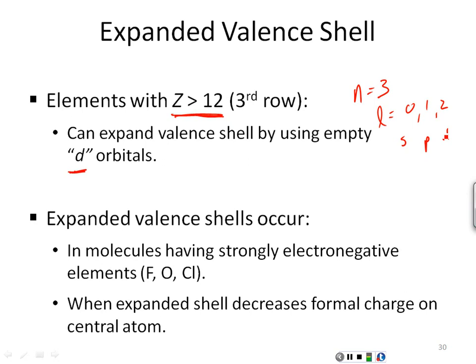And when does this normally occur? Well, in molecules having strongly electronegative elements, such as fluorine, oxygen, and chlorine. So if you have a center atom with an atomic number greater than 12, and it's bonded to fluorine, oxygen, or chlorine, this is a good candidate for an expanded valence. And expanded valence shells happen when an expanded valence will decrease formal charge on the center atom.